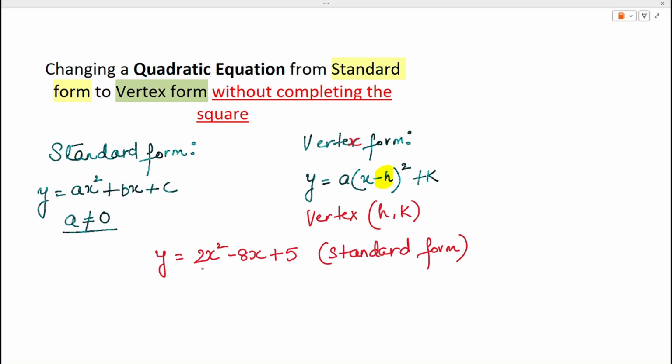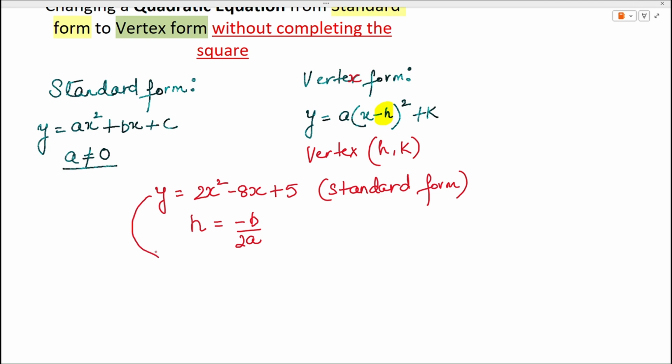From here we can figure out the value of h. h is equal to negative b over 2a. In this quadratic equation, a is equal to 2, b is equal to negative 8, and c is equal to 5. So we take the values of a, b and c, including their signs. The positives and the negatives have to be included when we are considering the values of a, b and c.